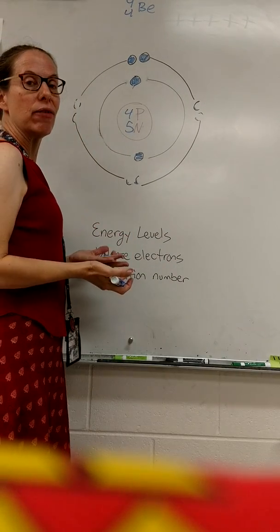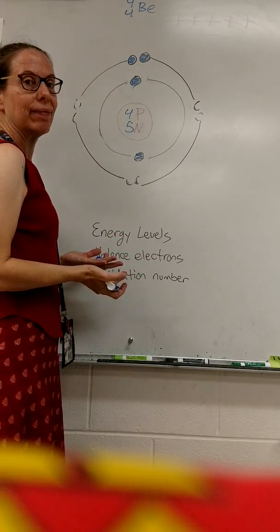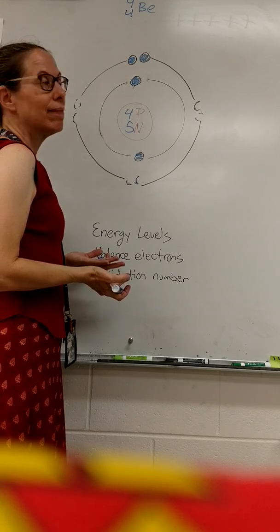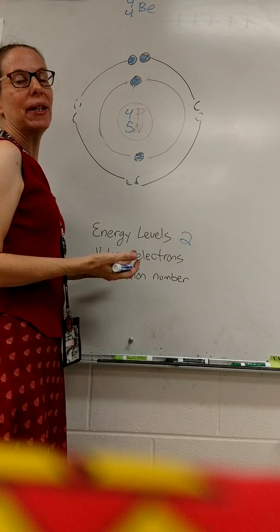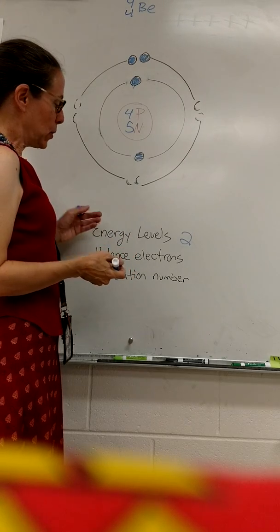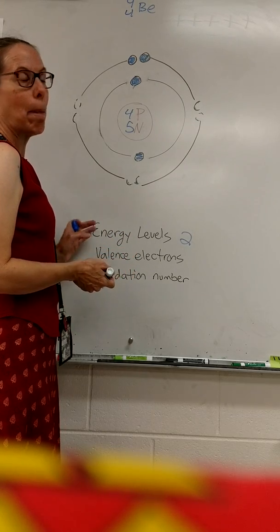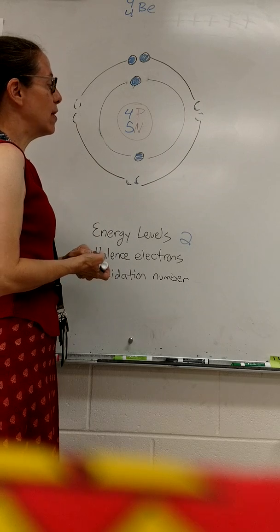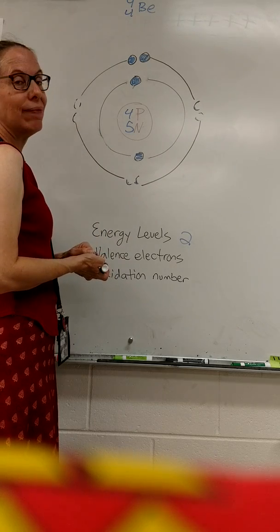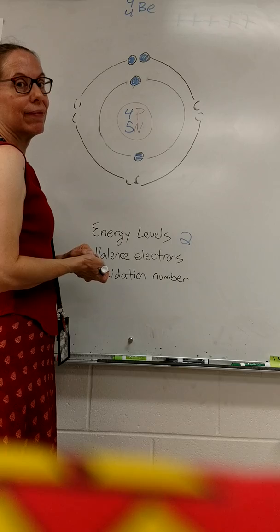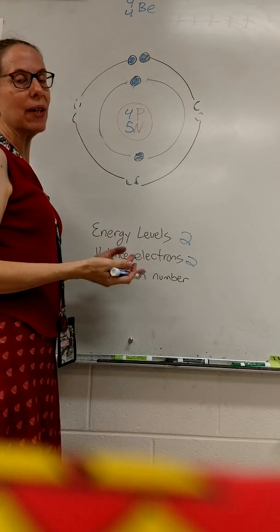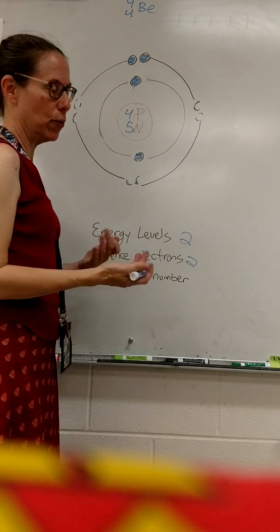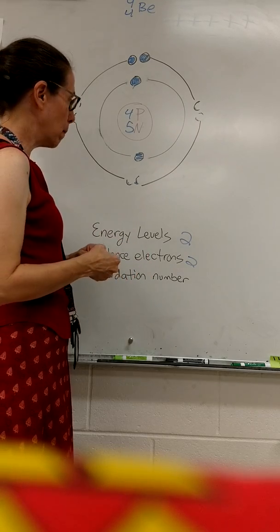How many energy levels does beryllium have? 1, 2. Every element in the second period of the periodic table is going to have 2 energy levels. How many valence electrons does beryllium have? 2. Those 2 numbers are equal in this particular case. They aren't always equal, so don't fall into the trap of thinking that's a pattern.